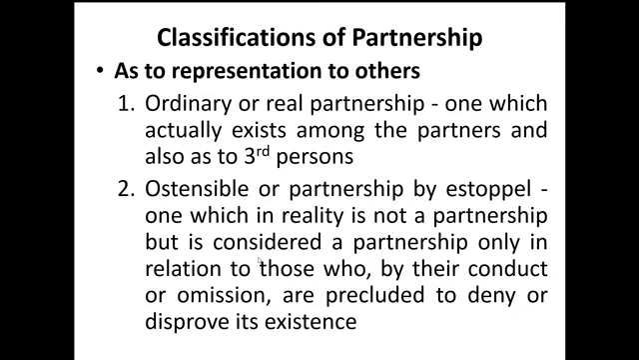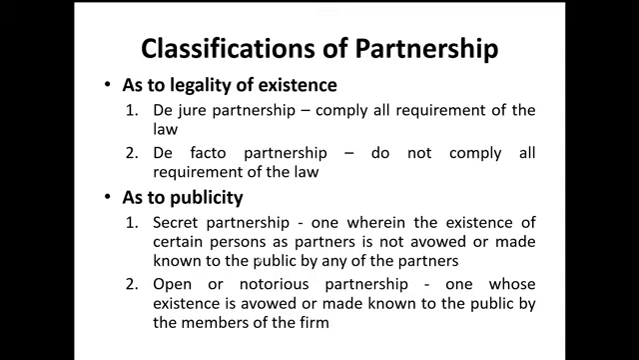Now, ito, okay, tapusin natin. After representation to others daw, pwede siyang ordinary or real partnership. Sabi dyan, one which actually exists among the partners and also the third person. Pero pag ostensible or partnership by estoppel, sabi dyan, one which in reality is not a partnership but is considered a partnership only in relation to those who by their conduct or omission are precluded to deny or disprove its existence. As to legality of existence, pwede raw siyang de jure or de facto. Pag de jure, it means kinomply daw all or substantially all the requirements set forth by law. Pag de facto, hindi na-comply all or substantially all the requirements set forth by law.